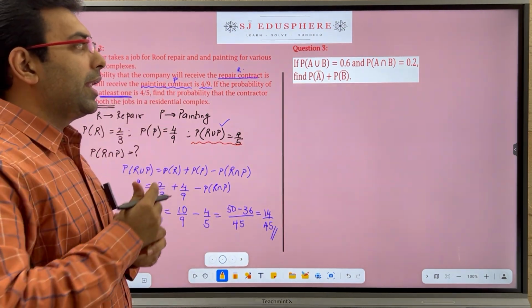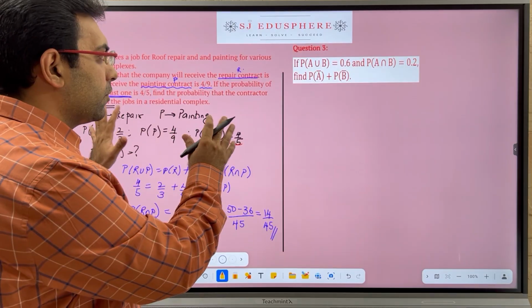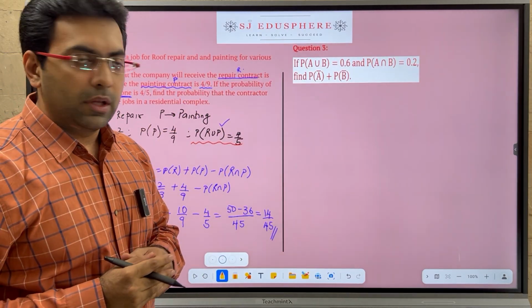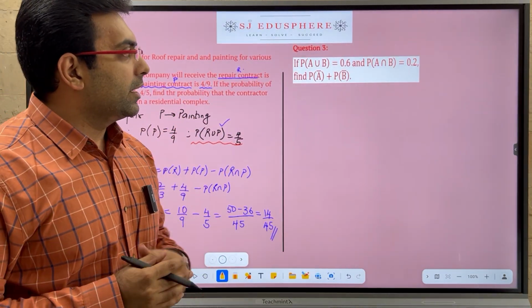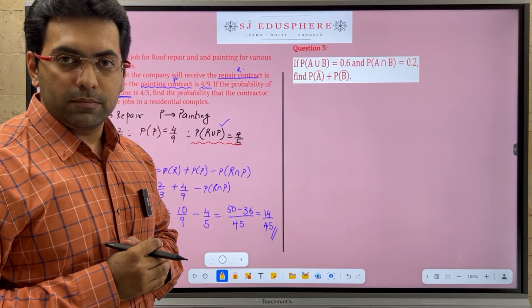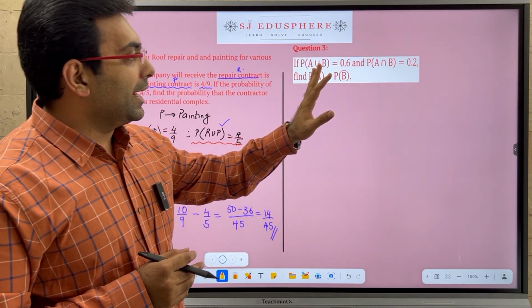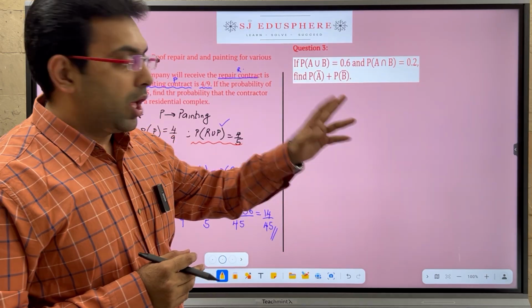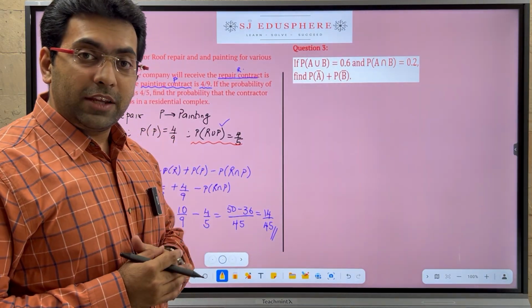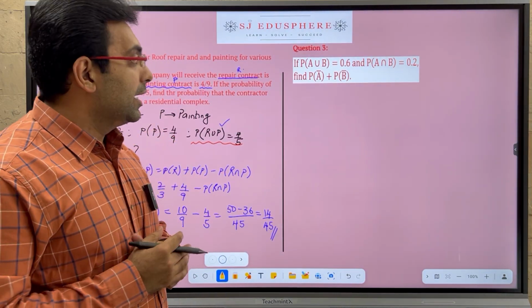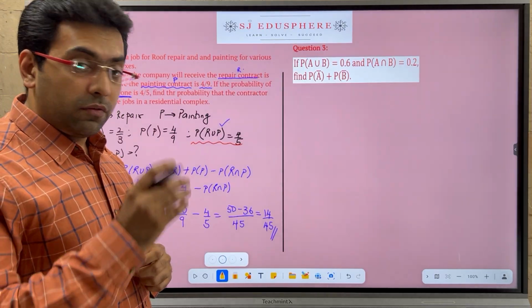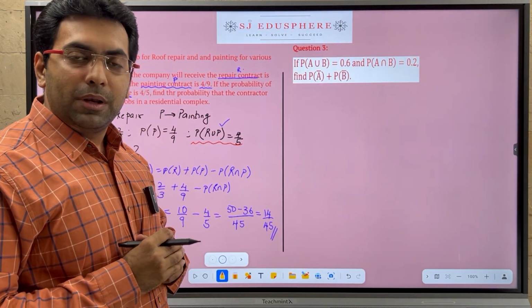Only point of concern is identifying the data. Let us look into the next question. No confusion of a word problem. We directly have the data given to us in symbol form: probability A union B, probability A intersection B. Out of the two, do I know any formula? Yes, that is A union B. So we will use the A union B formula somewhere.